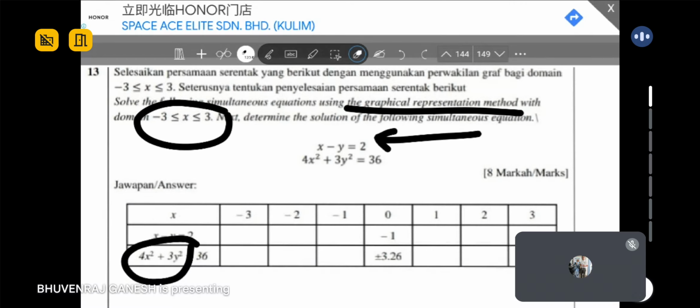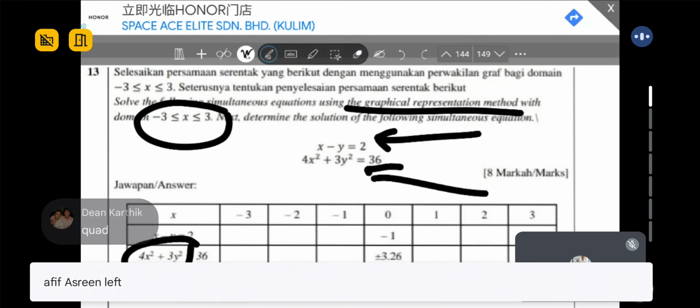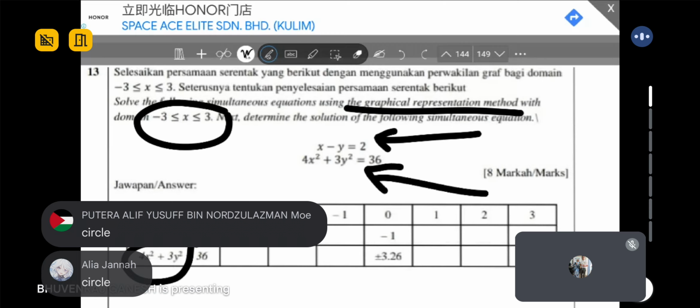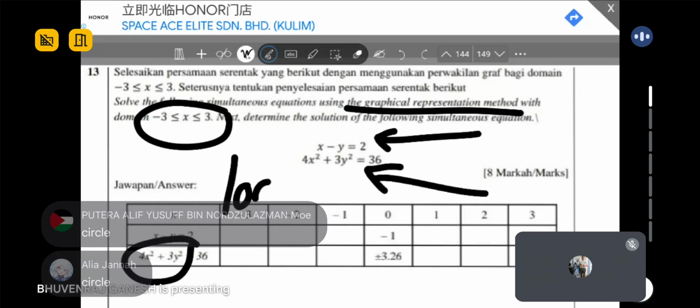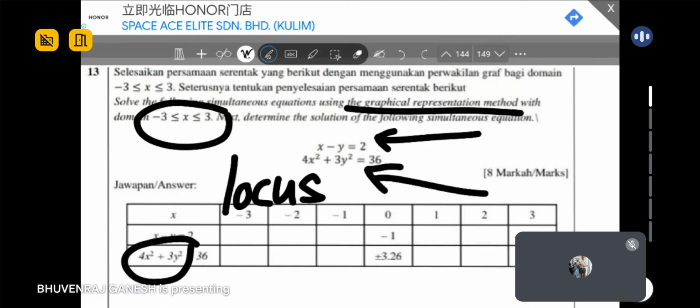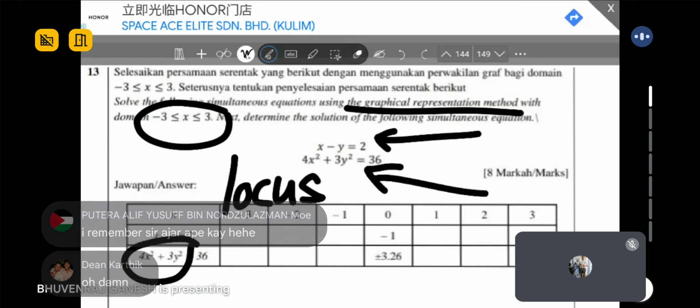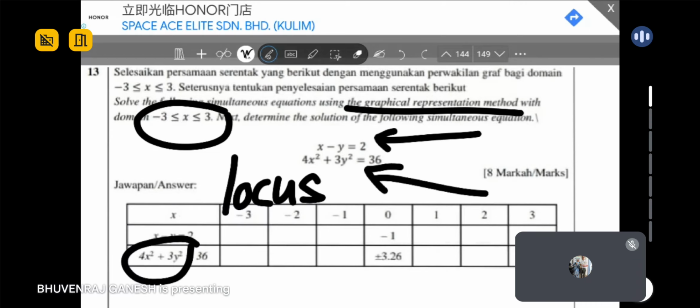Okay, second one, guys. Second one very interesting. Yang kedua, bentuk apa? Wrong. Circle, guys. Yes, this is locus, guys. Okay, locus equation. Persamaan locus. Okay, jangan kamu kata saya tak nampak perkali x dan perkali y. Betul? You don't see the coefficient of x and y, but it's still a locus.